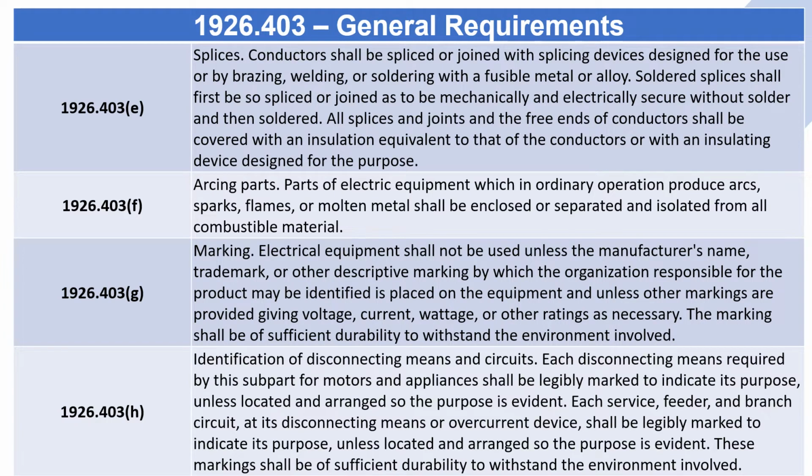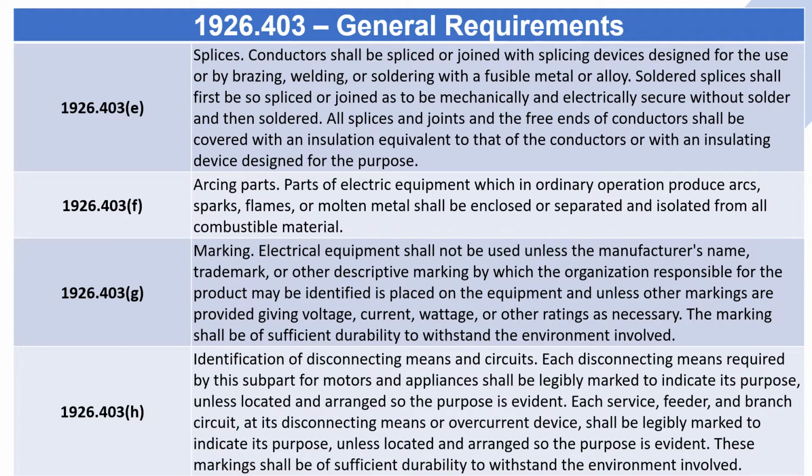1926.403(e) Splices. Conductors shall be spliced or joined with splicing devices designed for the use or by brazing, welding, or soldering with a fusible metal or alloy. Soldered splices shall first be so spliced or joined as to be mechanically and electrically secure without solder and then soldered. All splices and joints and the free ends of conductors shall be covered with an insulation equivalent to that of the conductors or with an insulating device designed for the purpose.